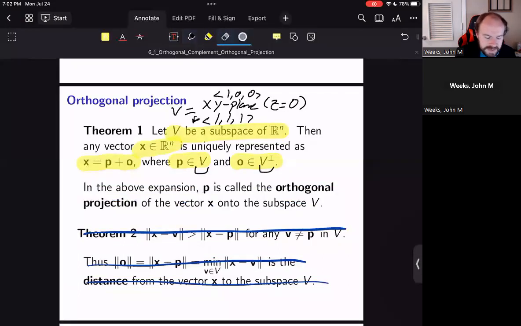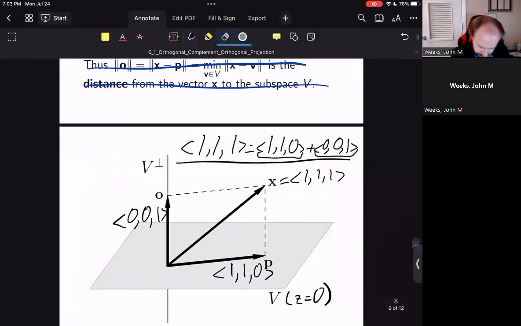All right, so P is going to be called the orthogonal projection of the vector x onto the subspace V. Notice that we can say "the" here because of the uniqueness of this decomposition for the vector x. So P is the orthogonal projection of this vector. Now, the orthogonal projection is really special. Let's go back to this picture for just a second.